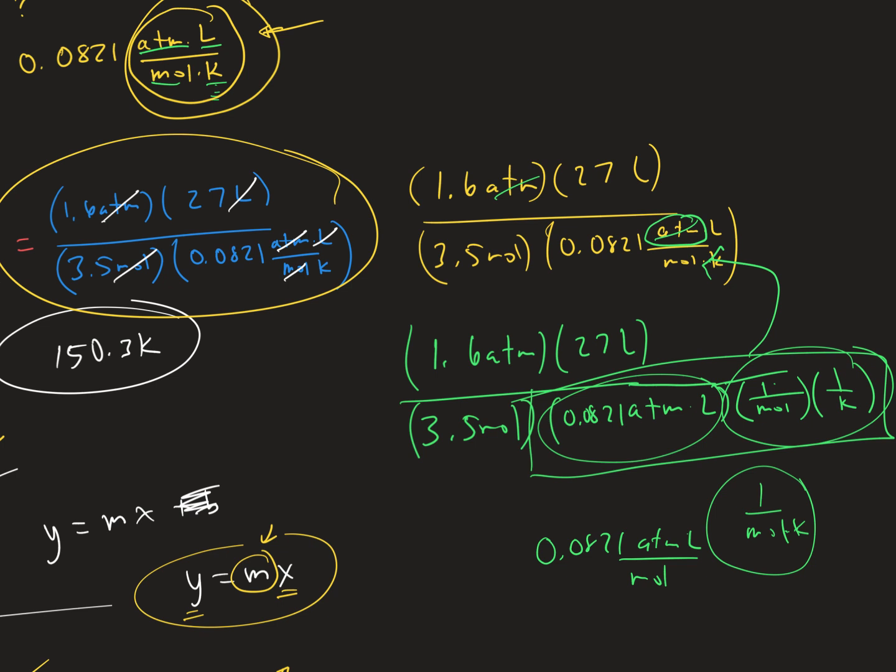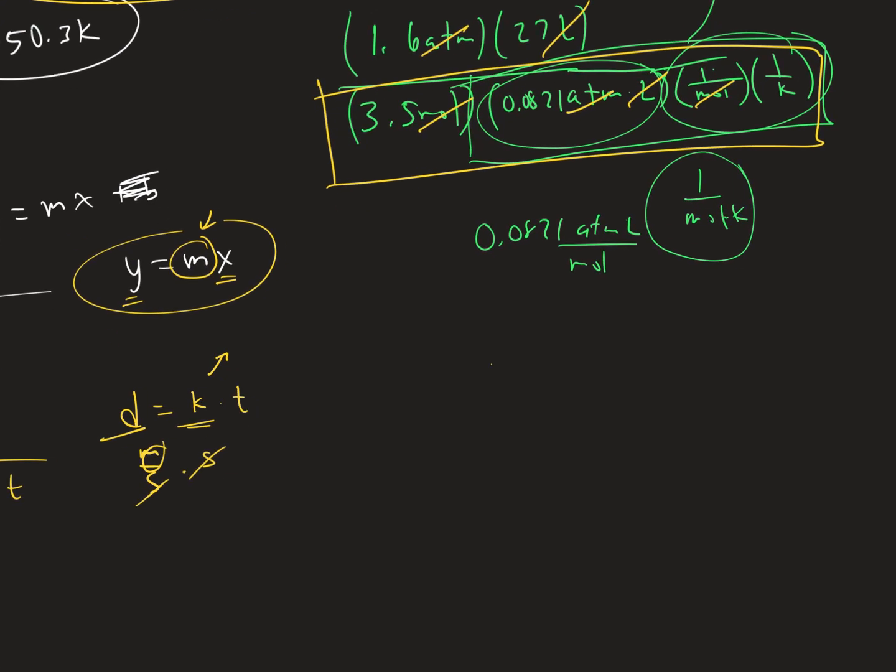So here we can cancel. ATM and ATM cancel, because ATM's on the bottom, right? Liters, same thing. And now if we're just looking at this bottom part, this mole's on top and that mole's on bottom. You with me? Because we're just looking at the denominator by itself. And then what we have left is some number over 1 over Kelvin. Well, how do you divide fractions? You flip and multiply. Do you understand why we can flip and multiply?